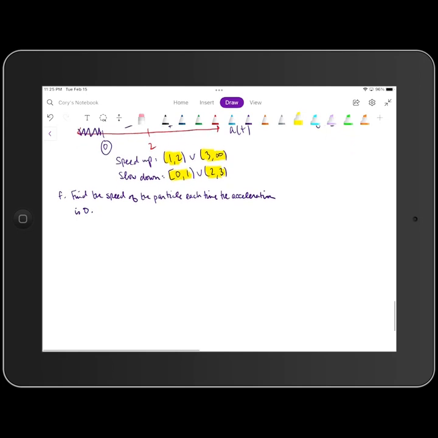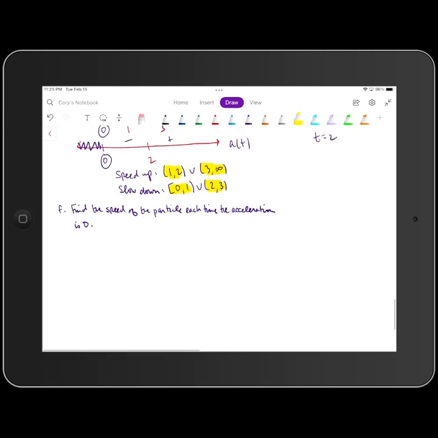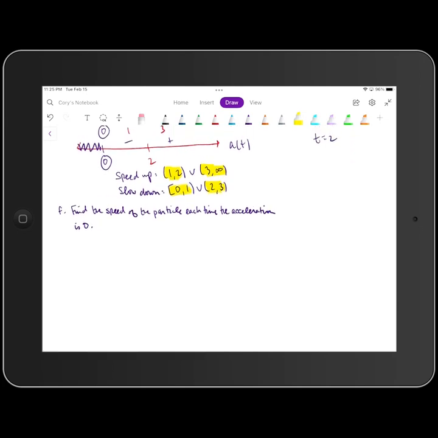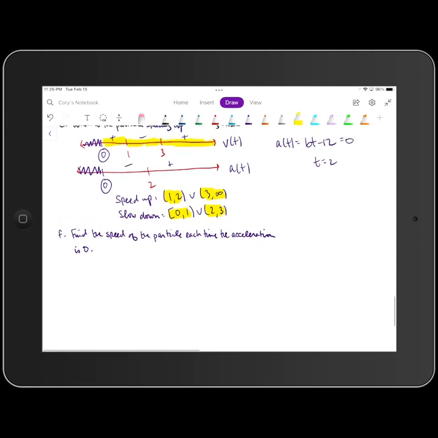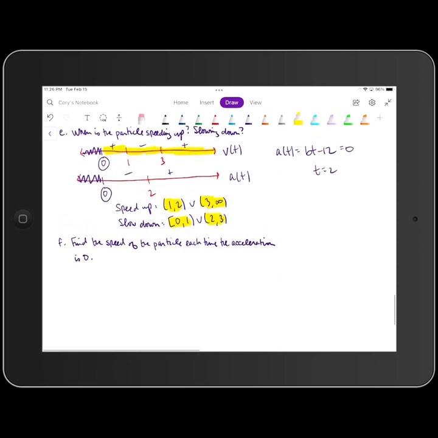Okay, last thing we're going to compute here. The directions here ask us to find the speed of the particle each time the acceleration is 0. We know acceleration is 0 at time t is equal to 2. We found that out in part E. So if we want to calculate speed at that time, speed is going to be equal to the absolute value of the velocity at time 2 when acceleration is 0.